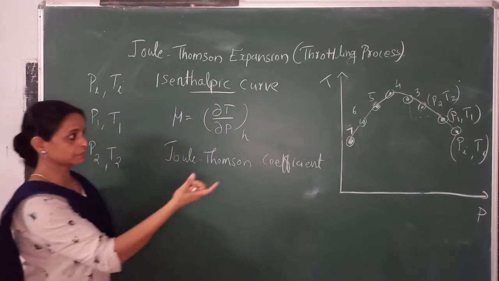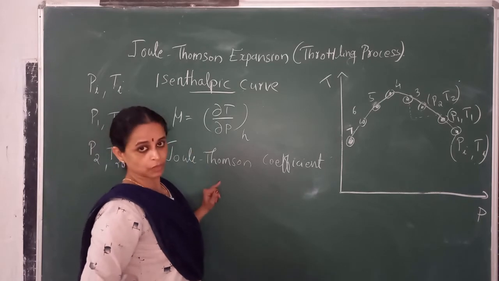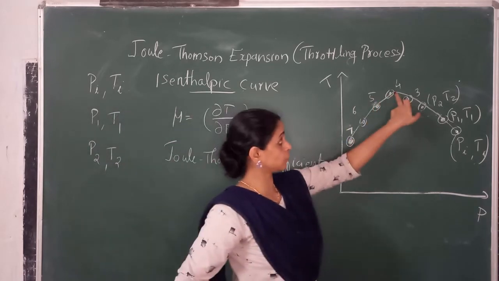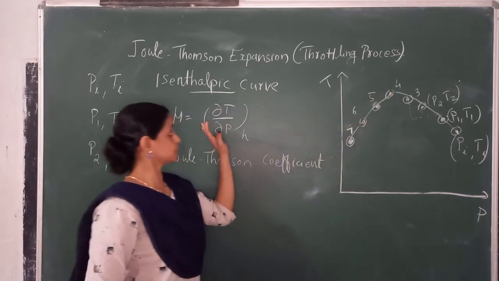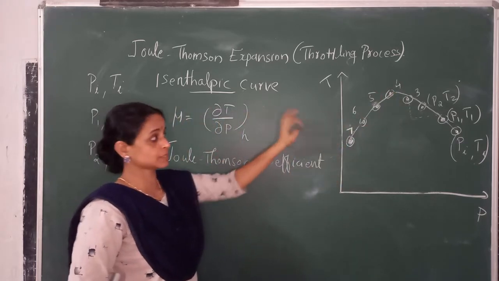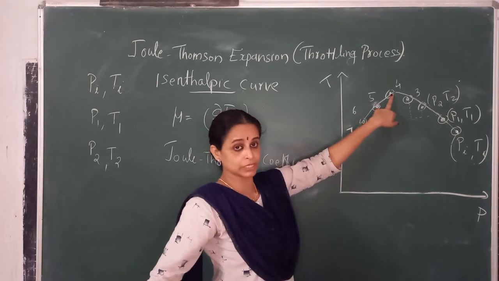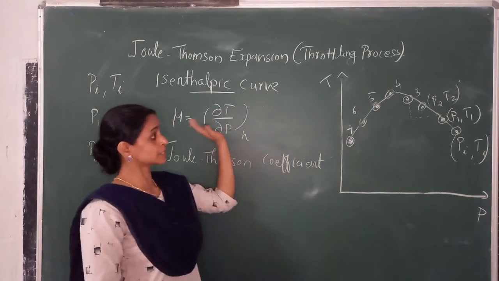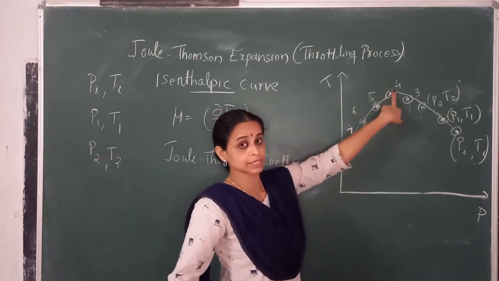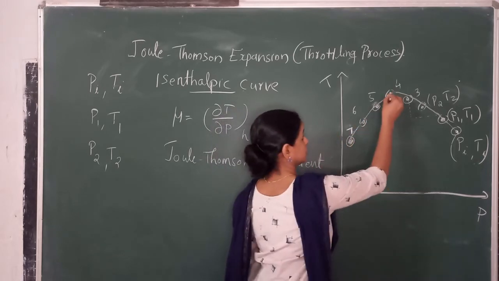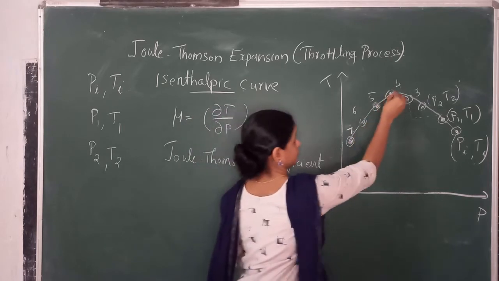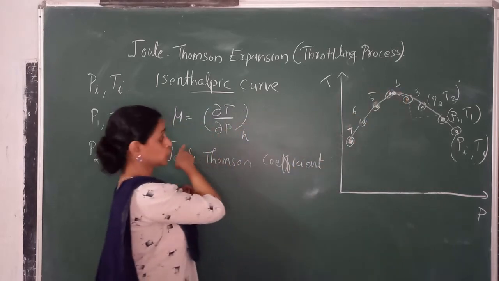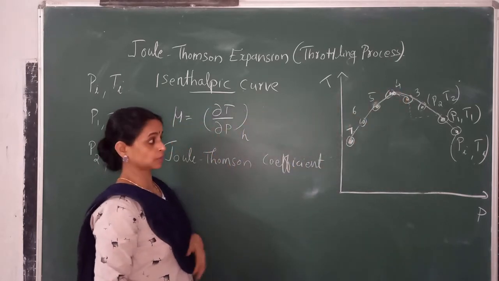For the same Joule-Thomson coefficient, at the point 4, this is the maximum point, then this mu goes to 0. That means at the maximum there will not be any change. So this mu is 0 at this 4th point. This is the maximum point here. Then the Joule-Thomson coefficient goes to 0.